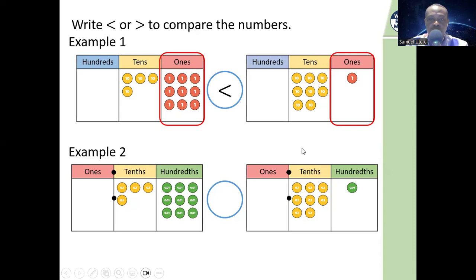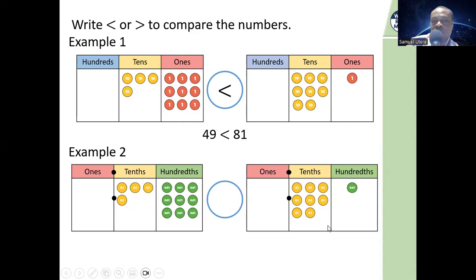Here, we're comparing now decimals because you can see tenths. So when we look at the tenths column, here you can see 49 is less than 81. So we can also write in figures.